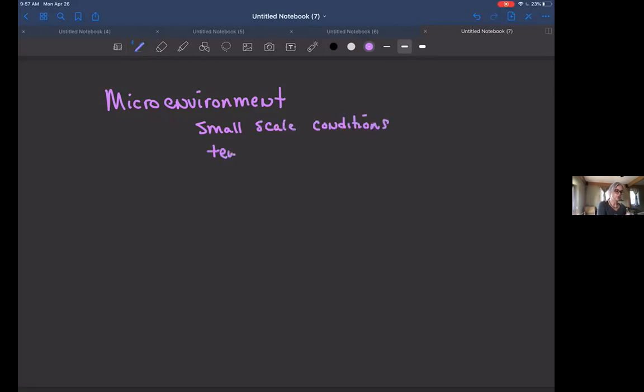So this is temperature, humidity, and light.